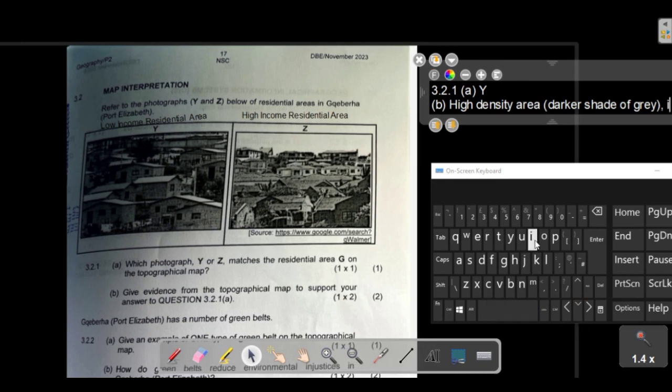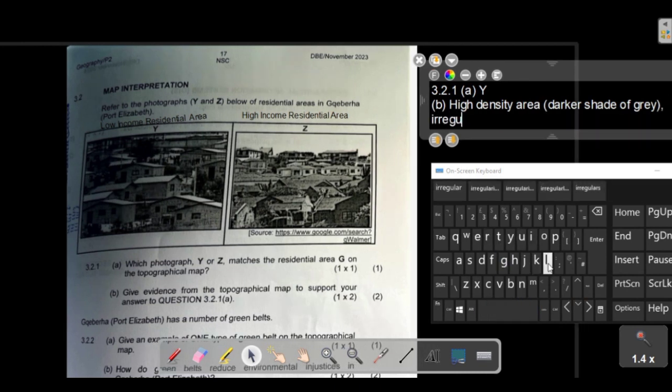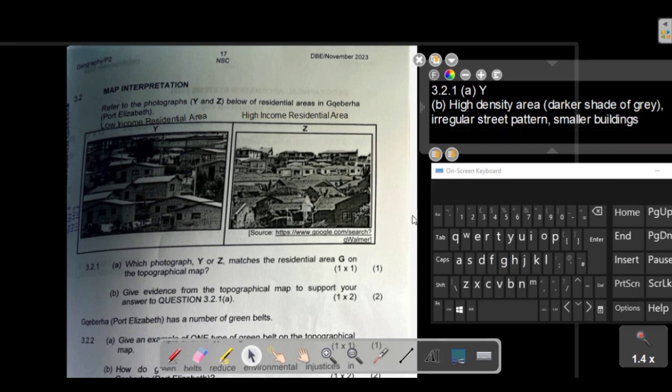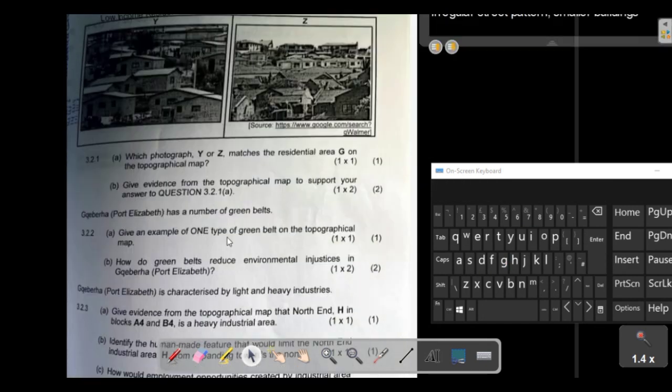Also, you can say irregular street pattern. You can say close to the airport. Smaller buildings. So there's quite a lot of clues there. I'm sure there are ones that I did not even explore. Okay, so that is our answer there.